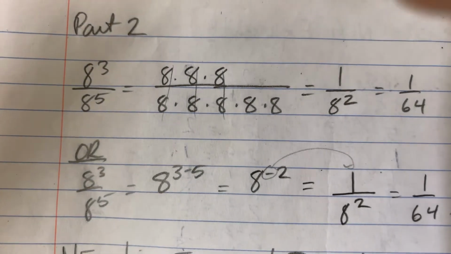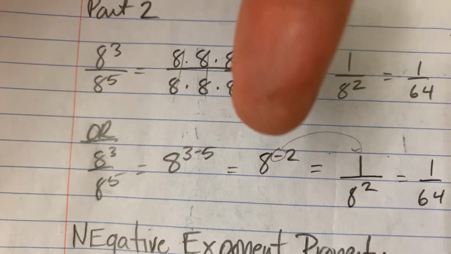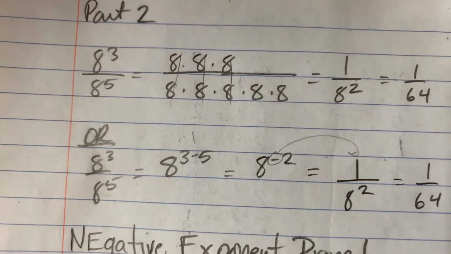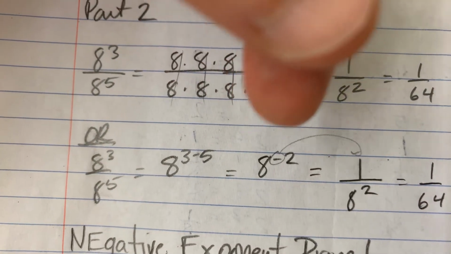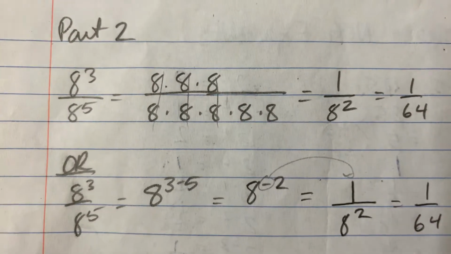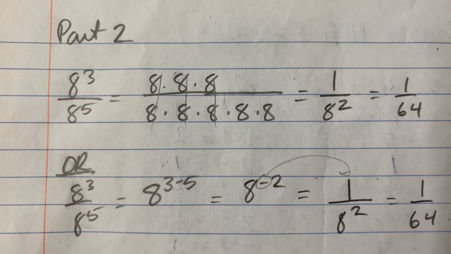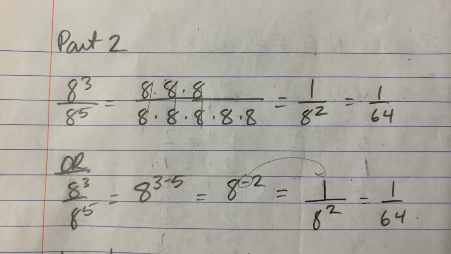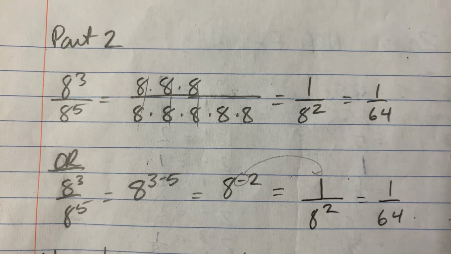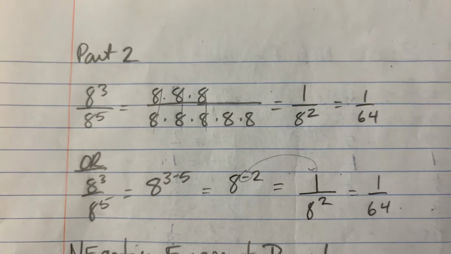So here I'm showing you, where's my finger? Right there. 8 to the -2nd power. That little negative sign becomes 1 divided by. The 8 squared becomes the denominator. Hopefully you know that 8 squared is 64. So 8 to the -2nd is 1/64.